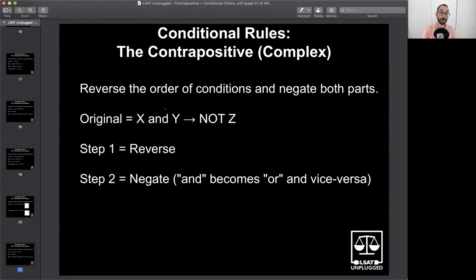So again, here's a different one now. I said this was the trickier. When you have "and" in the sufficient, it gets a bit more complicated to diagram, a bit more complicated to lay out. This is saying that if you have both X and Y, then you will lack Z.